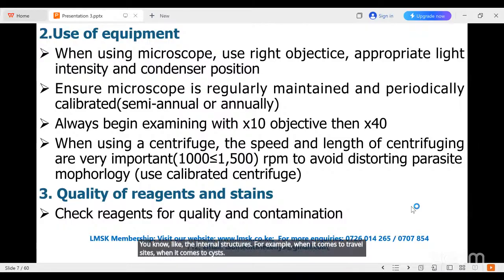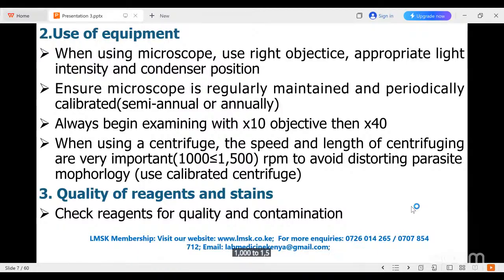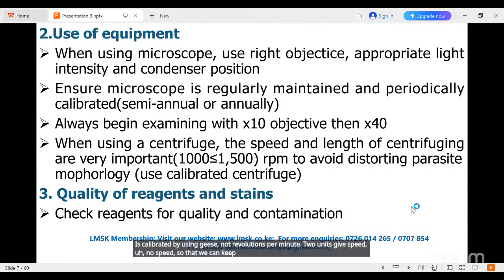For another machine that we normally use, another equipment is a centrifuge. So when centrifuging samples for stool parasitology, always make sure that you use a low speed. We encourage people to use a speed of between 1,000 to 1,500 maximum. Those are revolutions per minute. Some people prefer using centrifugal forces. So always remember that 1 G equals 1.6 revolutions per minute. So you can always divide this one over 1.6 to get how many Gs you need to set, in case you have a centrifuge that is calibrated by using Gs, not revolutions per minute. So we always use low speed so that we can keep the morphology of some of the stages that we need to examine.